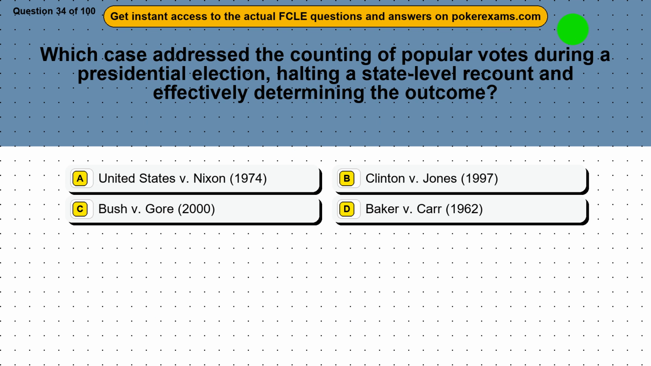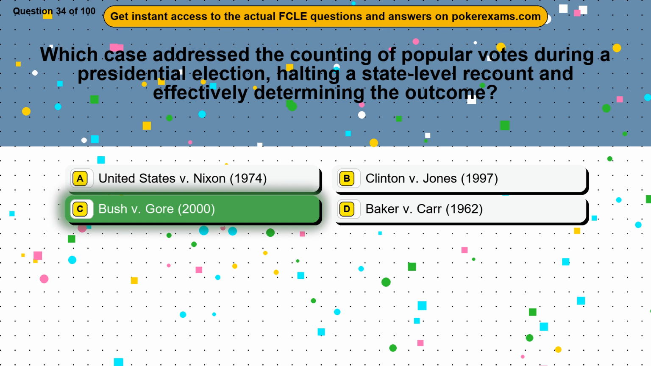Question 34. Which case addressed the counting of popular votes during a presidential election, halting a state-level recount and effectively determining the outcome? Option A. United States v. Nixon, 1974. Option B. Clinton v. Jones, 1997. Option C. Bush v. Gore, 2000. Option D. Baker v. Carr, 1962. The correct answer is option C.